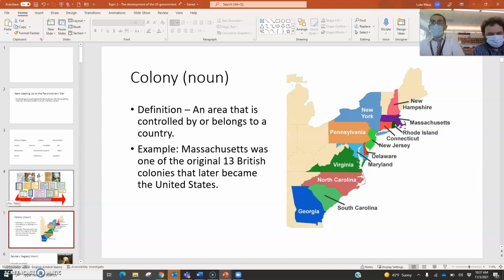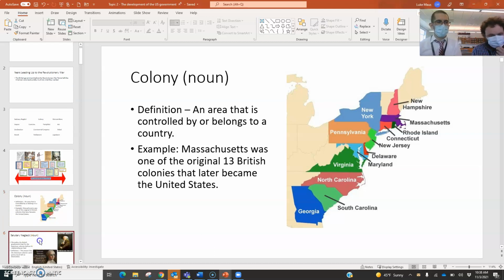First key term that we're going to be taking a look at is what's called a colony. A colony is an area that is controlled by or belongs to a country. So, for example, in the years leading up to the United States gaining its independence from Great Britain, Massachusetts was one of the original 13 British colonies that later became the United States. So, Massachusetts was a colony, New York was a colony, Virginia was a colony. Basically, many of the East Coast states were colonies.